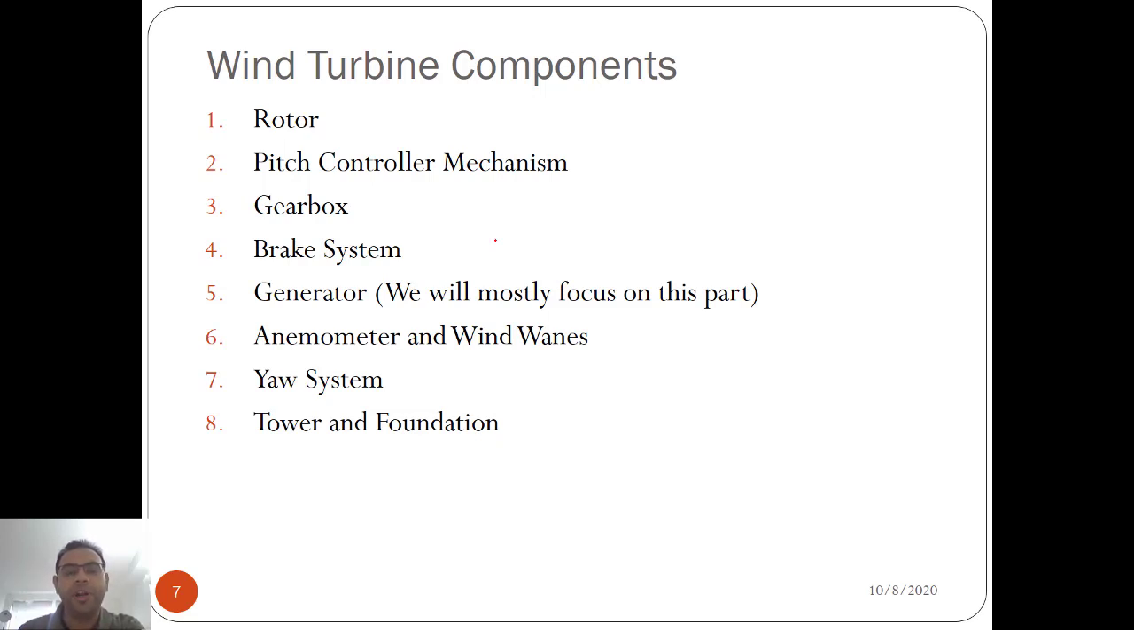Then the most important components, because we are electrical engineers and we are studying electrical engineering, so from an engineering point of view, the generators are the main and fundamental components for electricity generation in wind turbine energy conversion systems. Then we will discuss anemometers and wind vanes. Then we will discuss the yaw system, which is used to control the direction of the wind turbine, and in the last we will discuss towers and foundations for wind energy conversion systems. So now I will go into detail of each topic one by one.